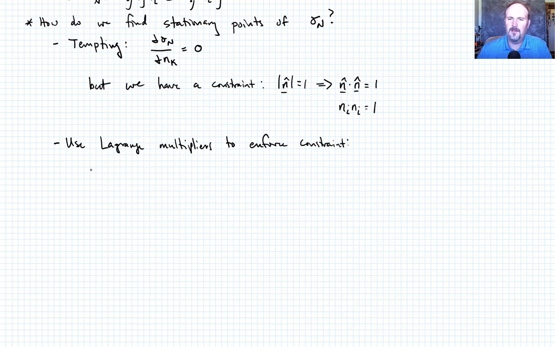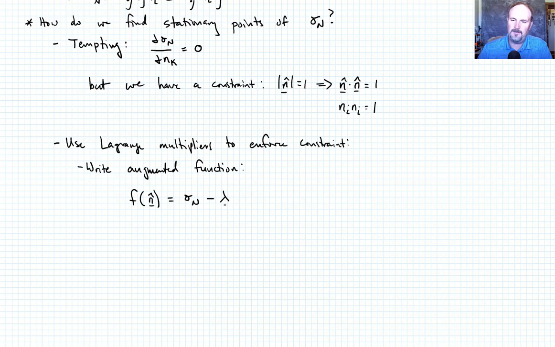Okay, and if you remember, let's form a new function. So here I'll go ahead and write what I'll call an augmented function. This is a function that has the constraint built into it. This time I'll just call it f, and it's going to be some function of n. And it's going to look like sigma n, just like what we had originally. But now I have the constraint, which we write as lambda, the Lagrange multiplier, times the constraint, which we have written such that it always equals 0, right? So if this constraint up here is satisfied, that term should equal 0.